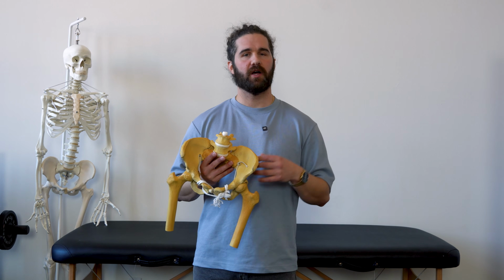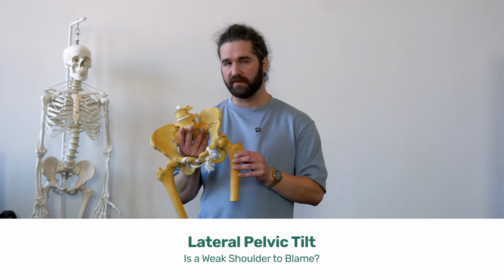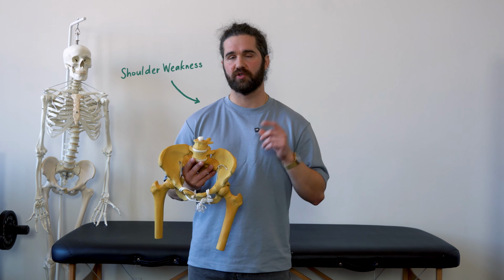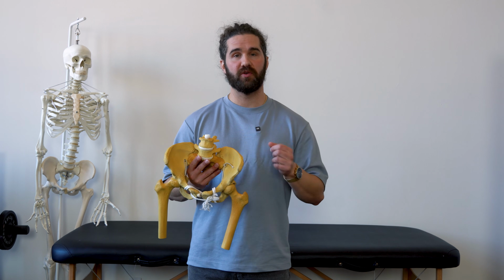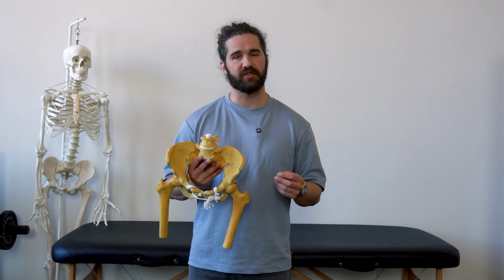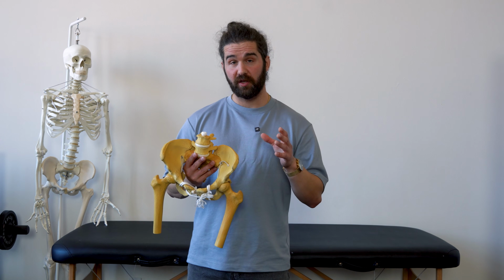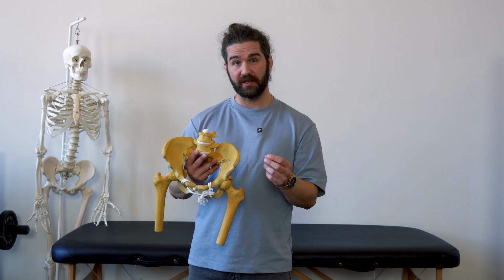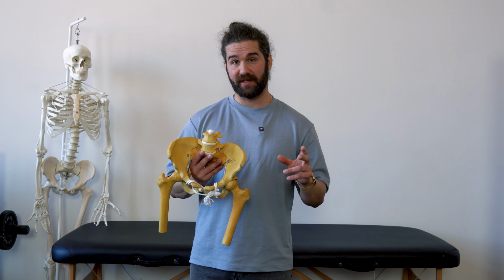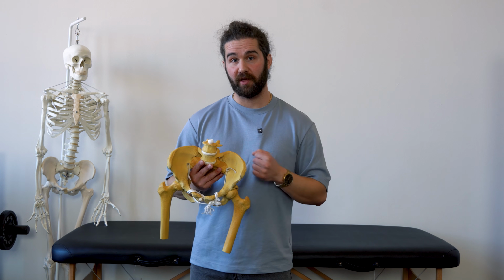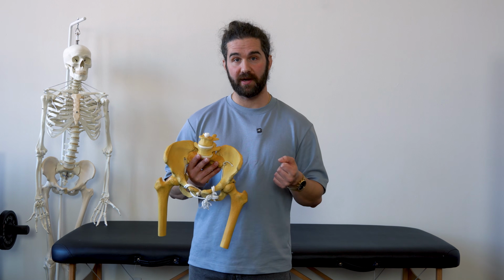In this video, we're going to talk about the root cause of lateral pelvic tilt. We're going to use shoulder weakness as an example of one potential root cause so we can explain the universal principles of movement compensation. Then, at the end of this video, I'm going to give you a framework that you can use and apply to your own situation to fix any movement compensation, whether that's lateral pelvic tilt or anything else. So, without further ado, let's go ahead and jump right in.